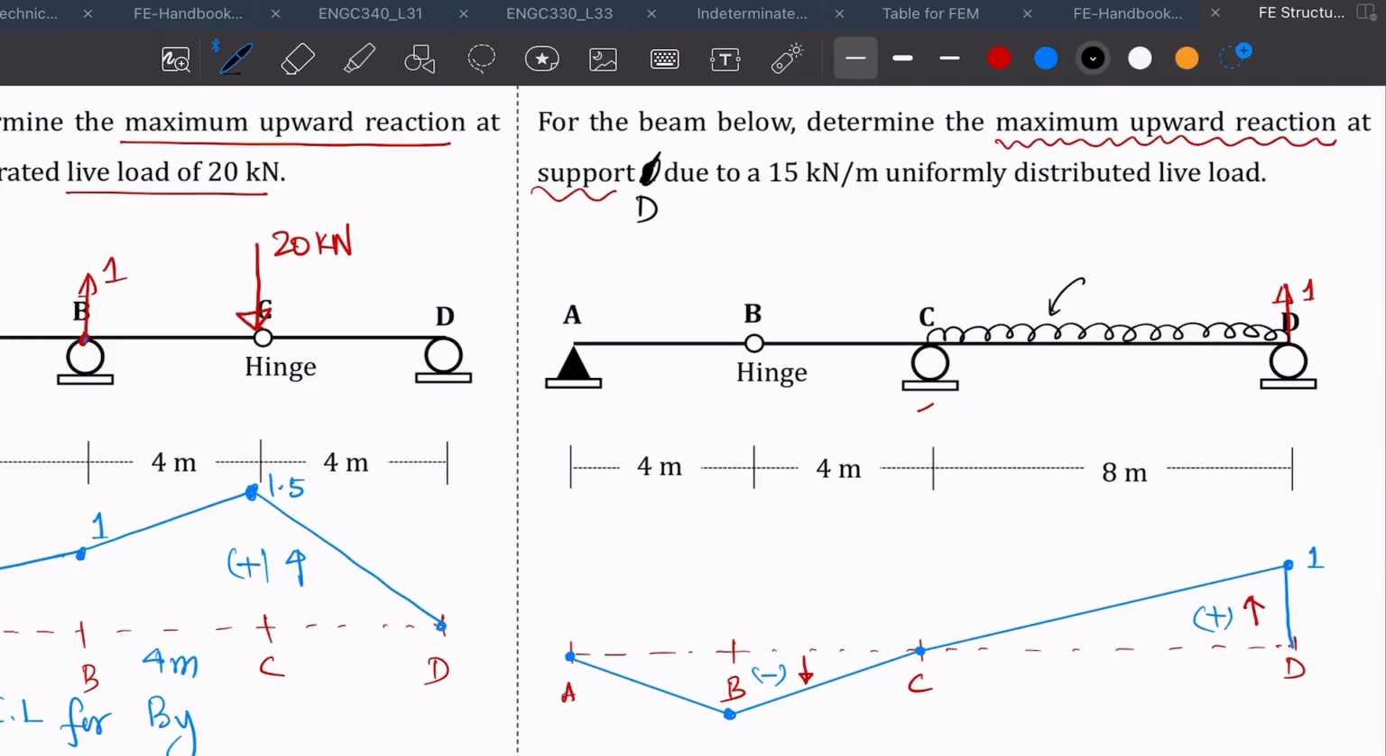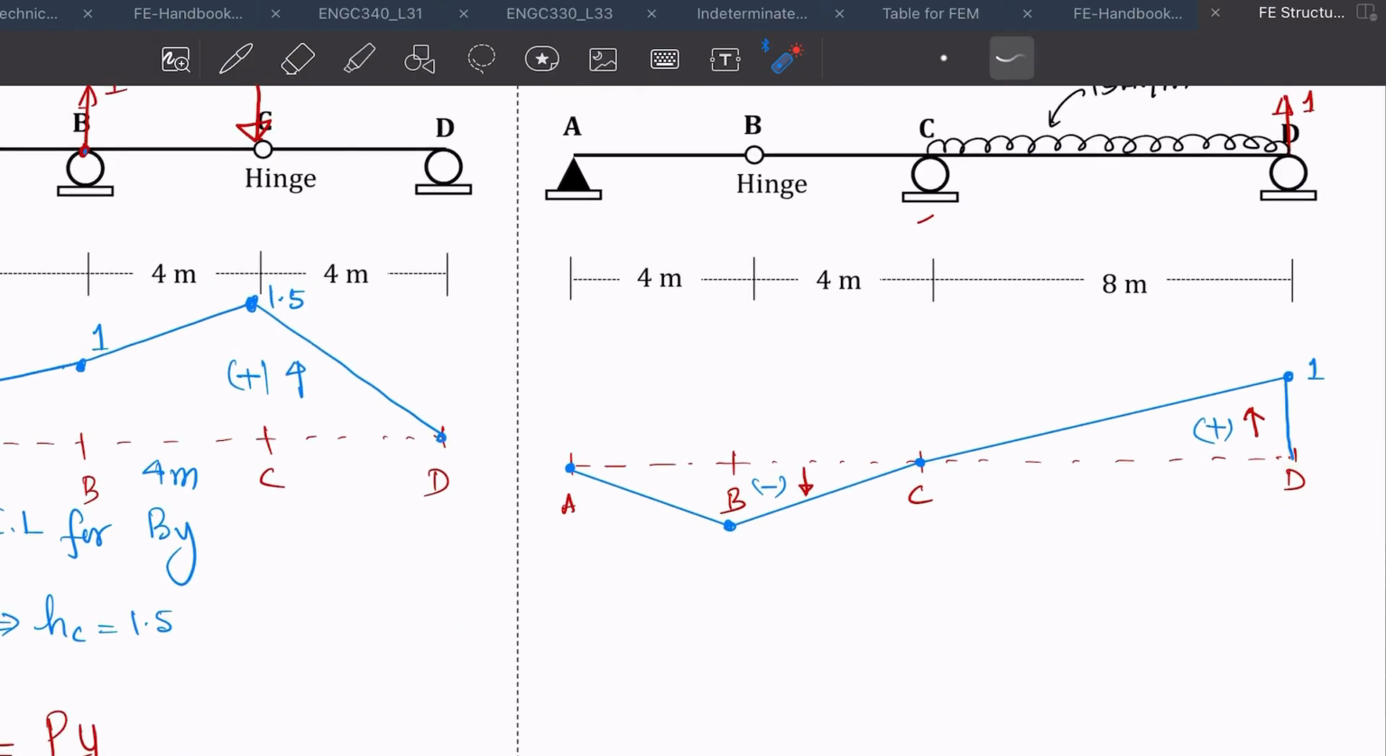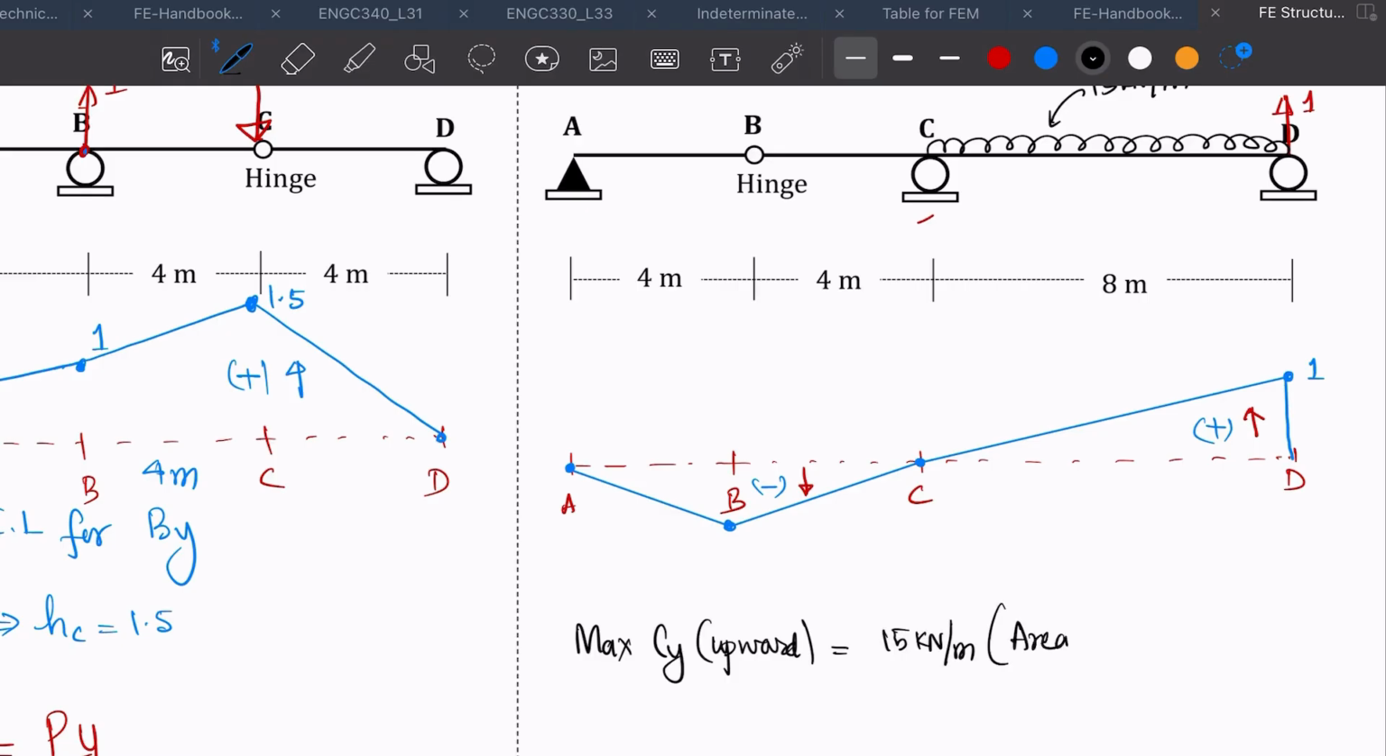So you're going to put that live load, 15 kilonewton per meter, over that region CD where you have your positive upward direction. Okay, so positive means upward. So you're going to place your UDL along this region C to D such that dy will be positive. So now you can say maximum dy upward will be equal to 15 kilonewton per meter times the area under that UDL in the influence line.